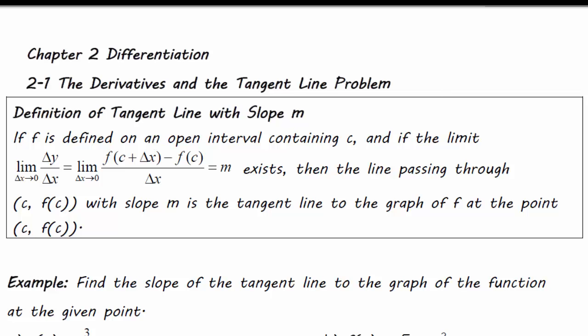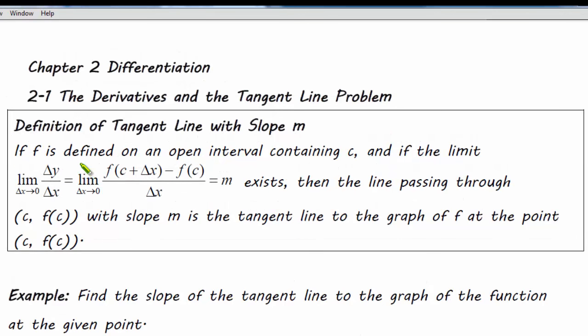You want to definitely store this in your memory bank when we talk about the definition of the tangent line and the slope of that line. It's going to be the limit as delta x approaches 0 of f of c plus delta x minus f of c all over delta x. And again, this is just the change in our y values over the change in x. Okay, so let's take a look at how we can apply that.